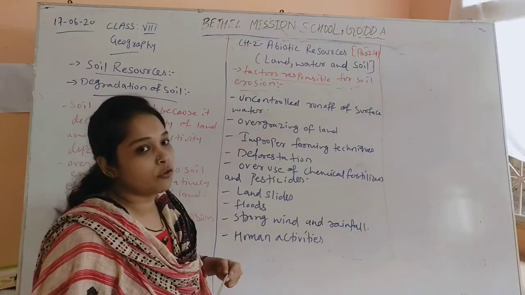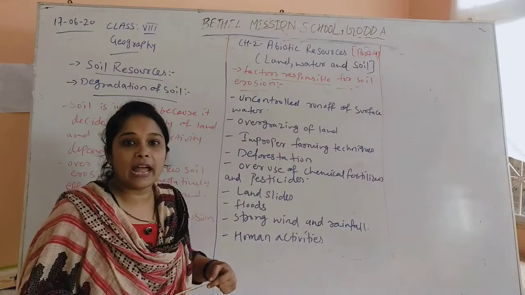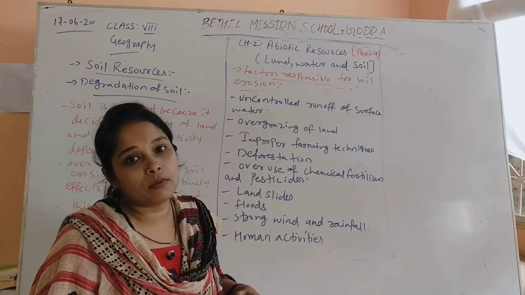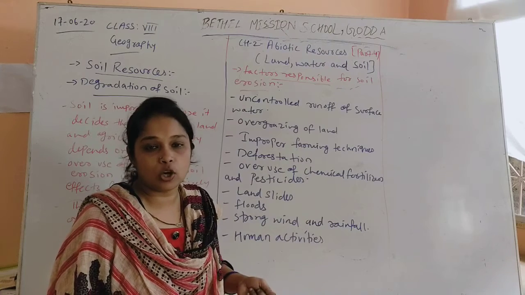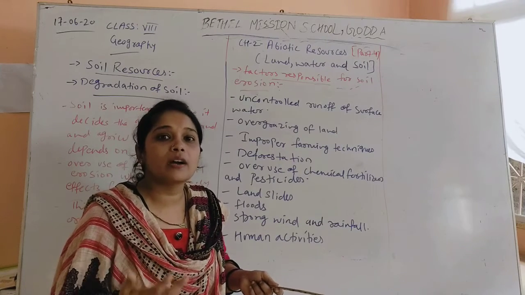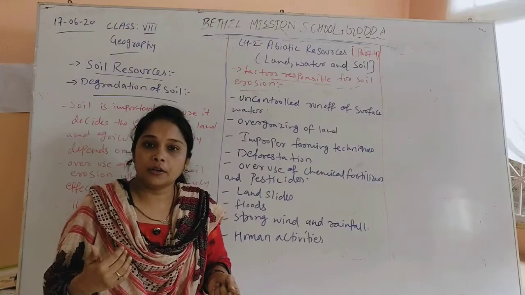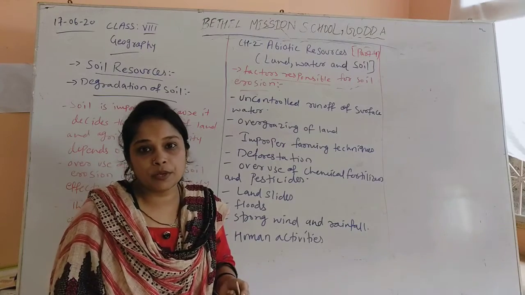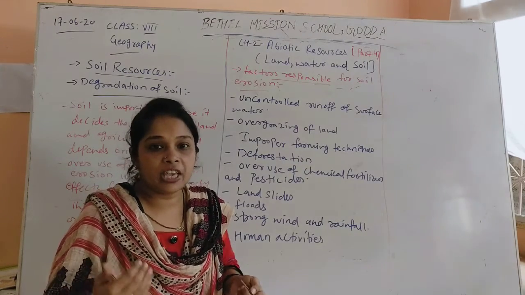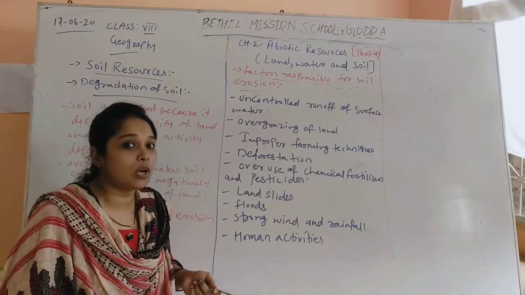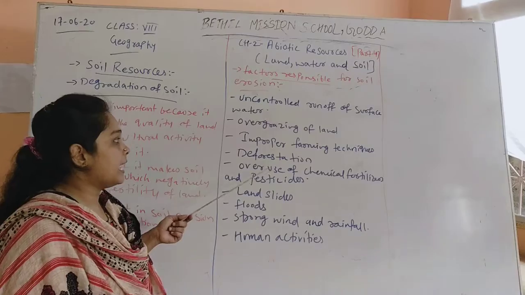Secondly, overgrazing of land. In animal husbandry, when animals are fed on the grasslands, it creates overgrazing of the land. And nowadays, due to increasing animal husbandry or animal rearing, we are having overgrazing of land, which affects soil erosion and the quality of soil and land.